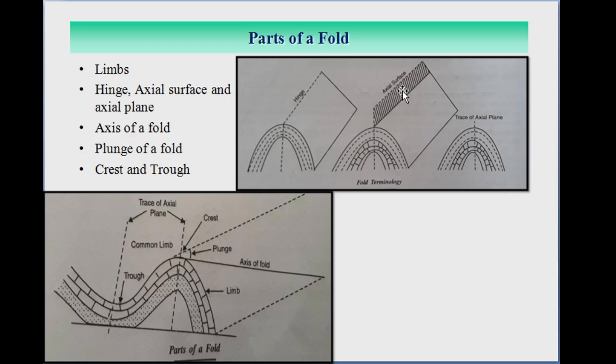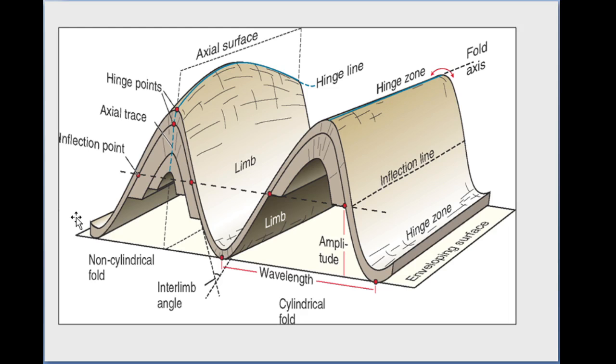This axis of the fold is simply defined as a line which is parallel to the hinge line. If we draw in the figure, you can see here is a hinge line. And if we draw a line which is parallel to this hinge line, then this is called an axis of a fold. In the figure you can see this is an axis of the fold. Means if a line is drawn parallel to this hinge line, then it is called an axis of the fold.